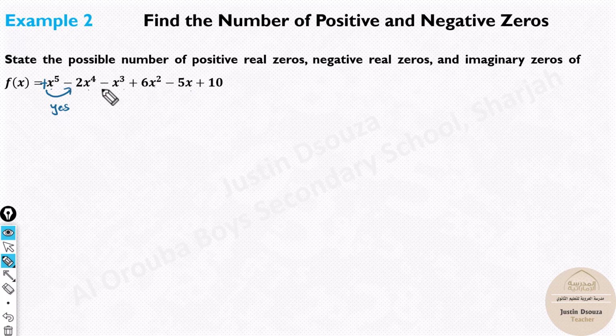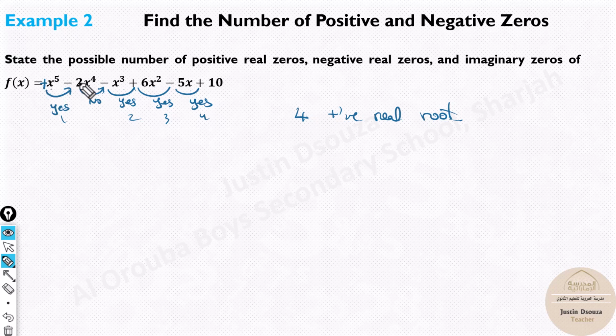And now there is minus and minus. There is no sign change. And again, yes, there is a sign change because the sign changes from negative to positive. And over here from positive to negative again, yes. And negative to positive, yes. And that's it. So there are sign changes 1, 2, 3, 4 times. That means there will be 4 positive real roots. So this is what it says.